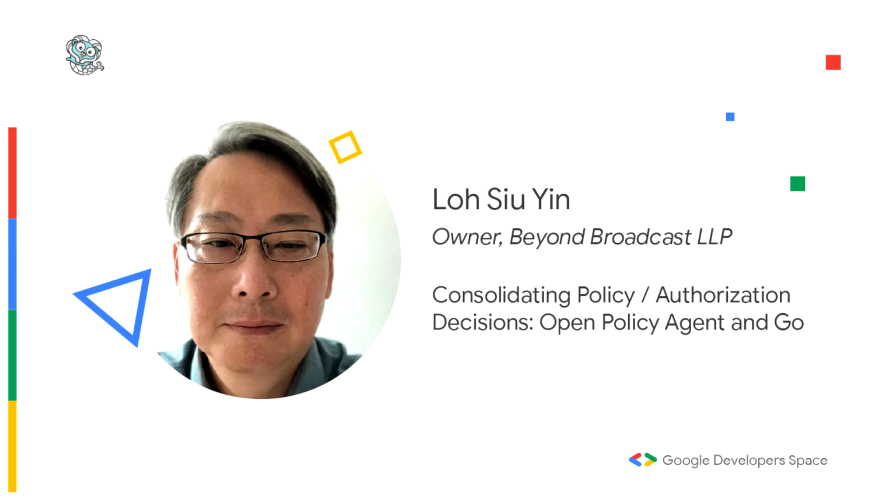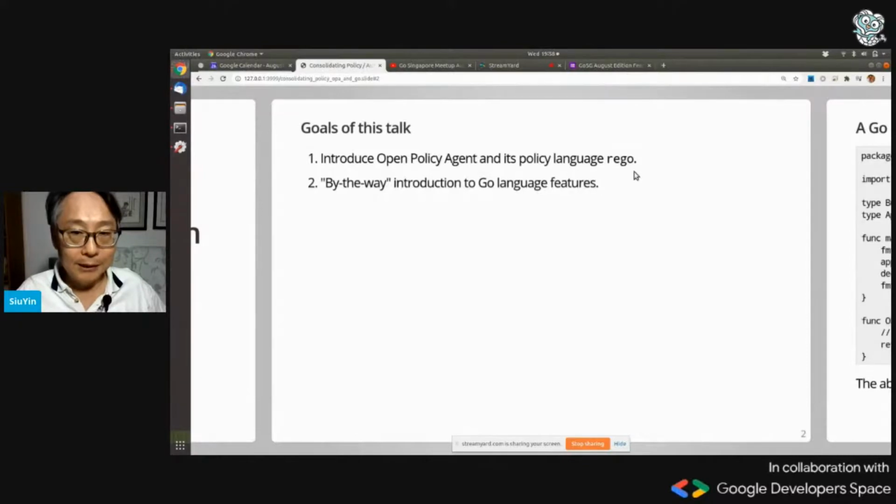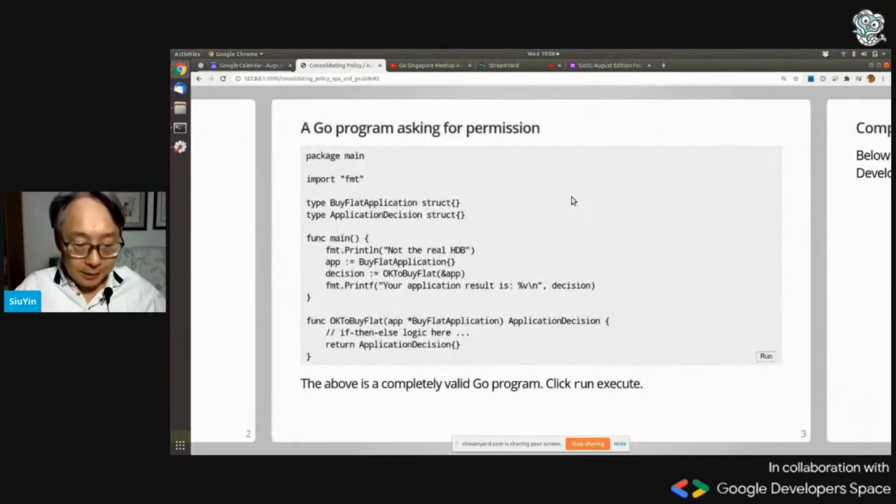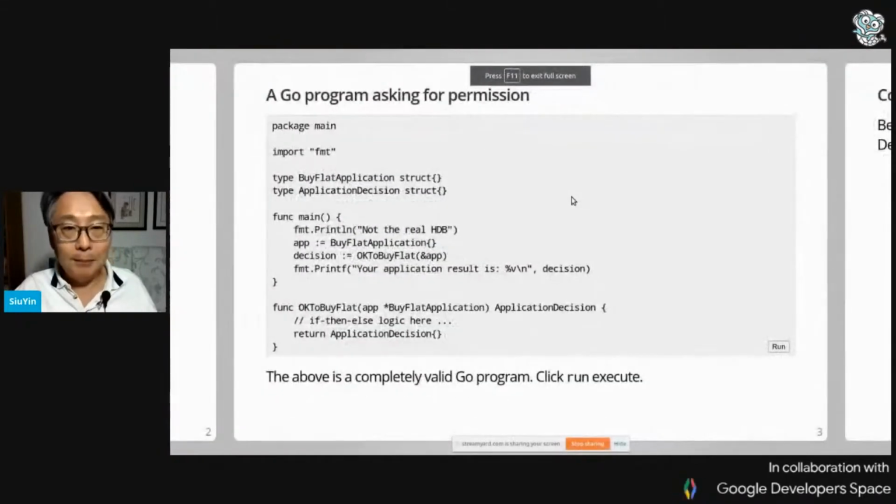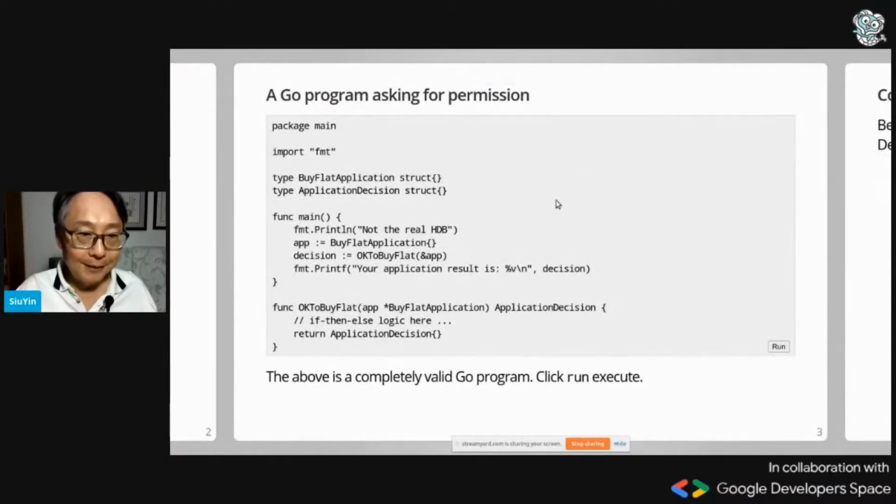So two things: Open Policy Agent and its policy language, and also introduce some Go language features. So here is a very typical Go program asking for permission. Let's say we want to buy a flat from the Housing Development Board. This, of course, is not the real Housing Development Board. Here's where the application asks for permission.